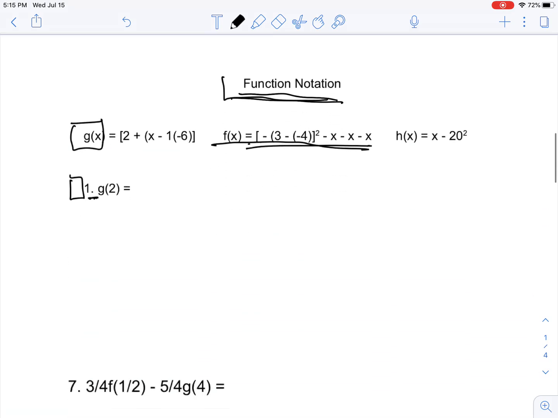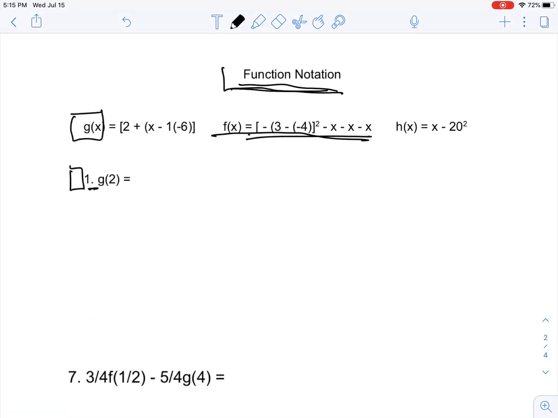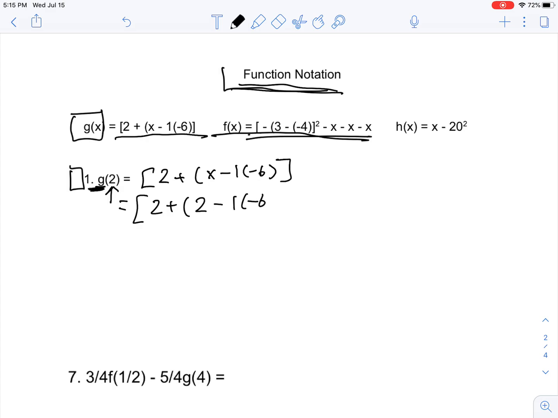Moving on. Function notations. So we see that g is the function that we will be using. So we go over and we copy down the equation. 2 plus x minus 1 times negative 6. Now you have the input 2. So what you need to do is 2 plus, substitute all values of x with the input. 2 minus 1 times negative 6.